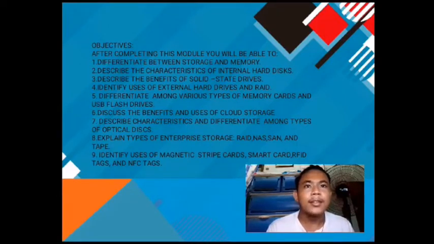Number 6, discuss the benefits and uses of cloud storage. Number 7, describe the characteristics and differentiate among types of optical disk. Number 8, explain types of enterprise storage such as RAID, NAS, SAN, and tape. Number 9, identify uses of magnetic stripe cards, smart cards, RFID tags, and NFC tags.